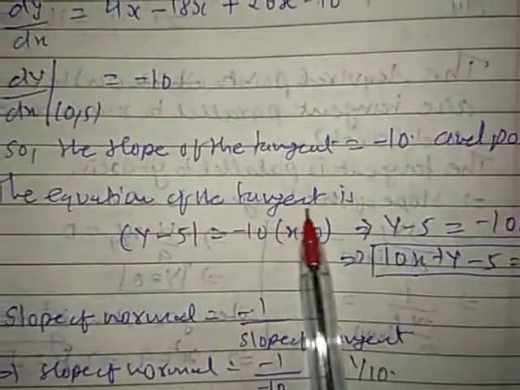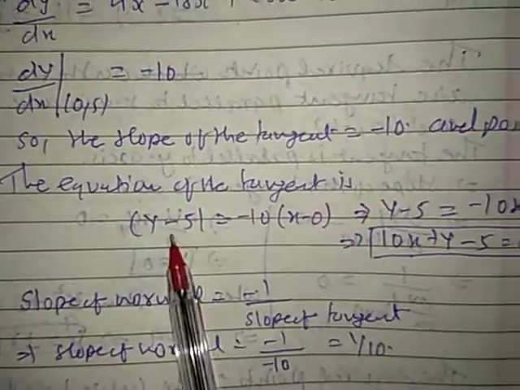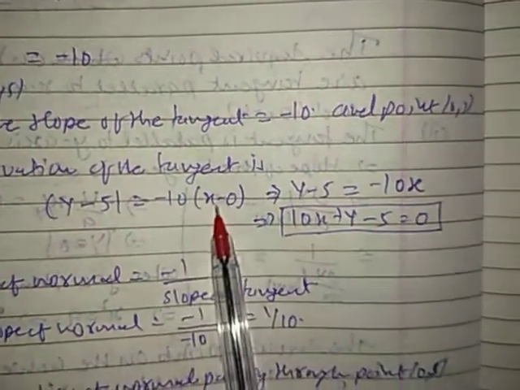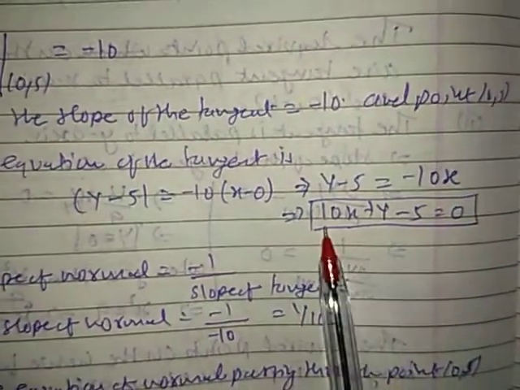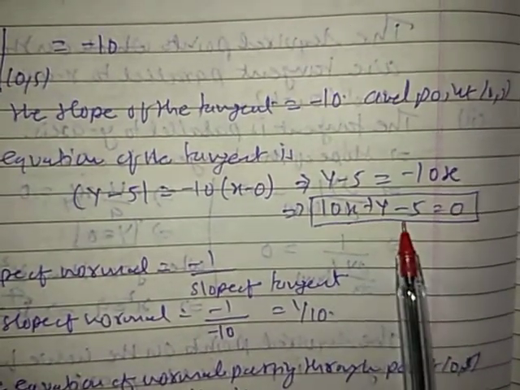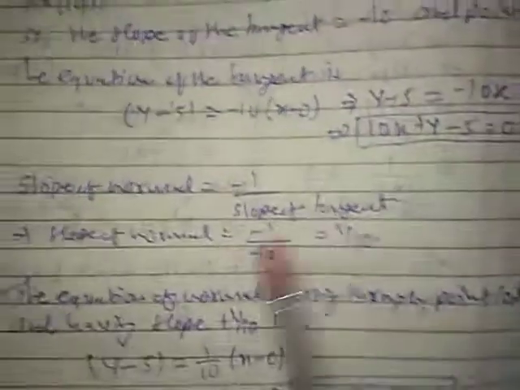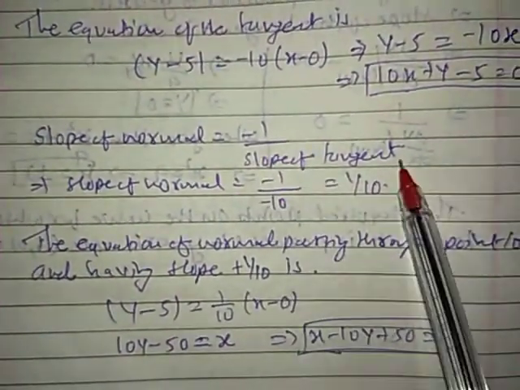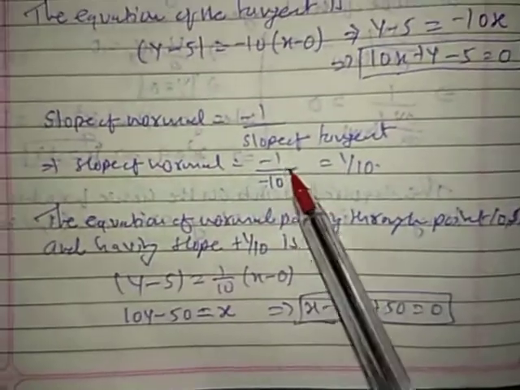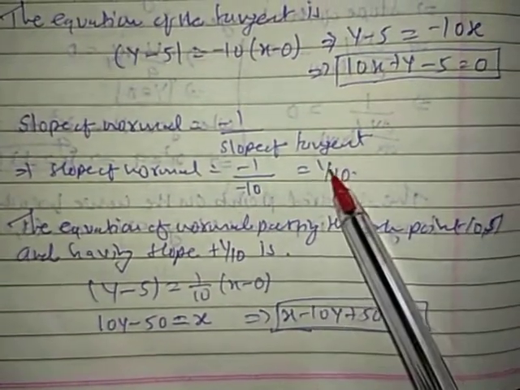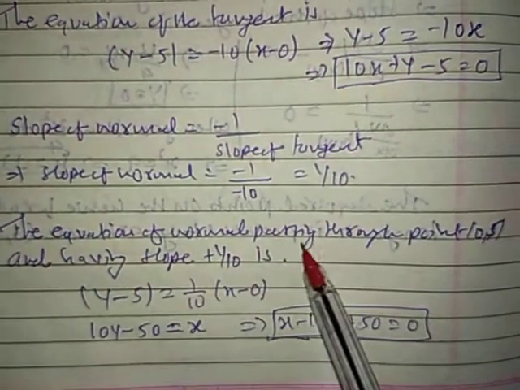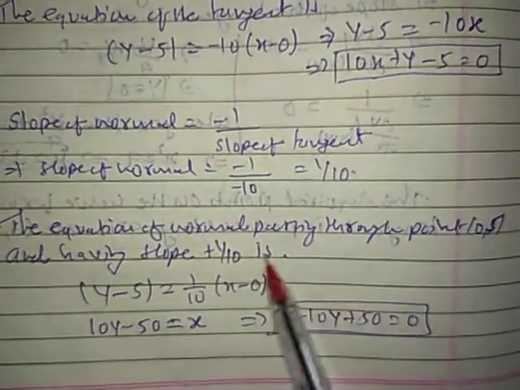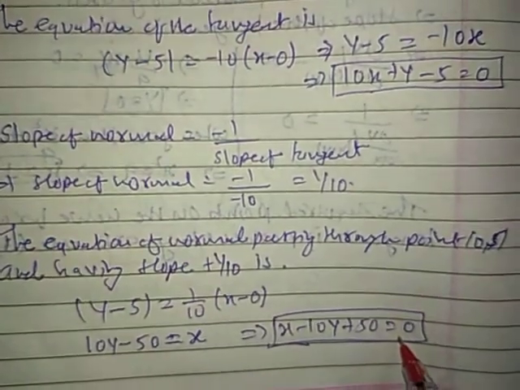So the equation of the tangent is y minus y1, that is y minus 5, equal to minus 10 into x minus 0. So the equation of the line becomes 10x plus y minus 5 is equal to 0. The slope of normal, we know, is equal to minus 1 upon the slope of tangent. Slope of normal is minus 1 upon minus 10, so this is 1 by 10. So the equation of the normal passing through the point 0, 5 having the slope 1 upon 10 is this. Okay, understood.